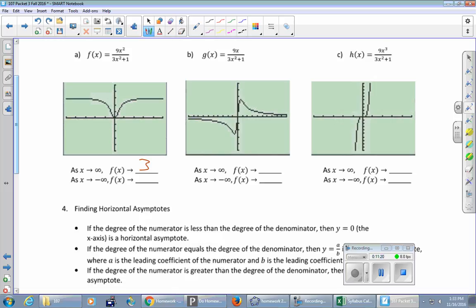I know that if you just look at pixels, it appears that it's flat exactly at 3. But that's just a graphical thing. It never actually gets to 3. Maybe it's 2.999. Maybe it's 2 and then 1800 nines, but it will never be exactly 3. How about as x goes to minus infinity? That means going to the far left. And again, it's 3.